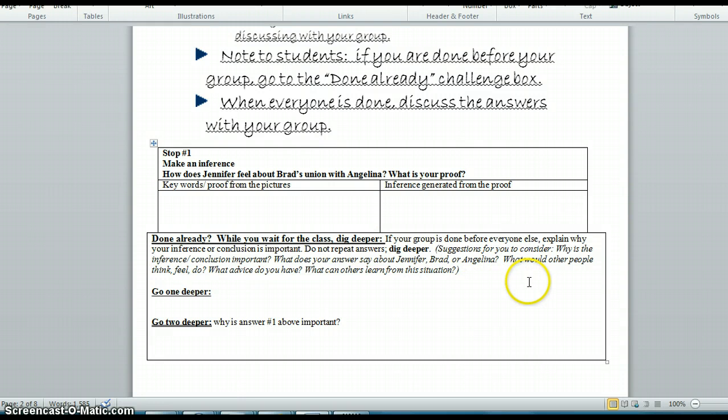Here are suggestions for you to consider. Why is the inference or conclusion important? What does your answer say about Jennifer, Brad, or Angelina? What would other people think, feel, do? What advice do you have? What can others learn from this situation? Just go deeper, and then go even deeper.